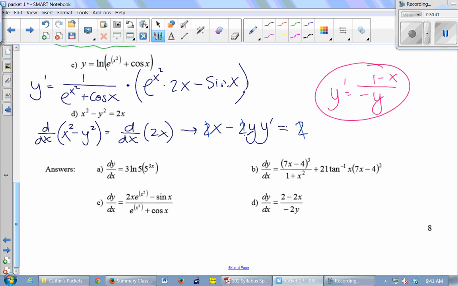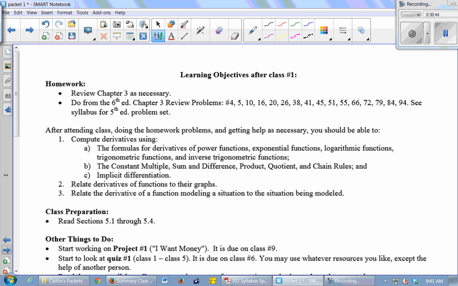All right, so that finishes our review of derivatives. For homework, you should review Chapter 3 as necessary. Chapter 3 is all the derivative shortcut rules. Due from the 6th edition, I have the problems here. If you need 5th edition problems, they're in your syllabus. These are the things that you should be able to do after class and doing the homework.